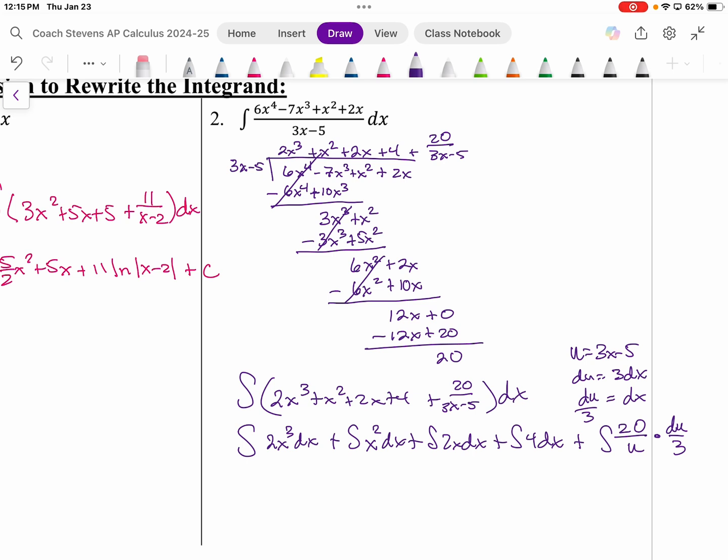As I split this up into parts, using the property that we learned, I don't have to do 1/3 times everybody. Everybody doesn't get multiplied by 1/3. It's really only that last portion. Say we have in our equation that 20 over 3x minus 5.